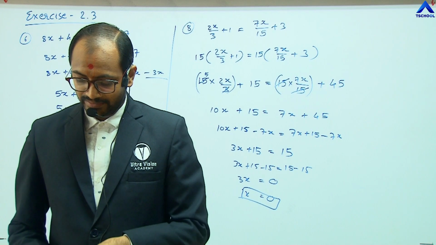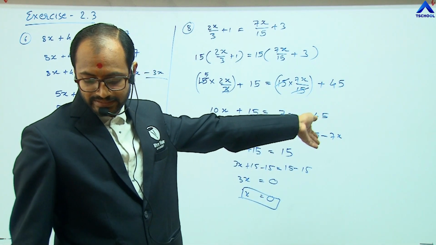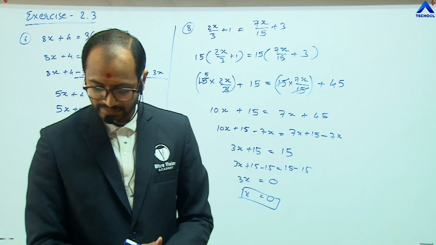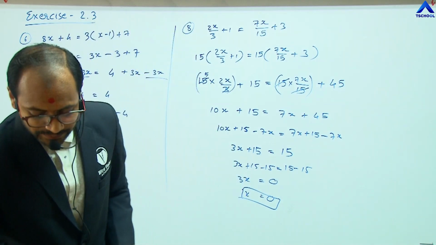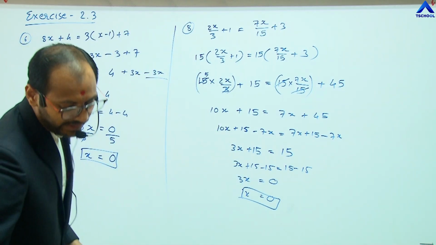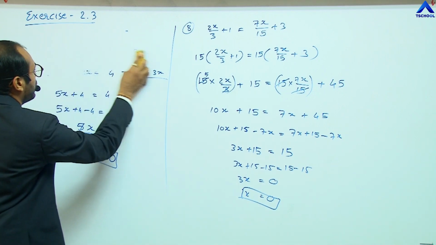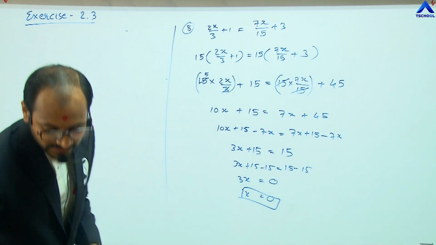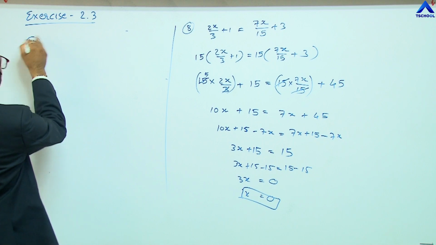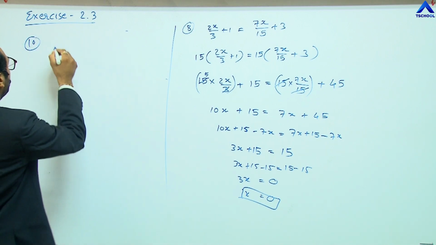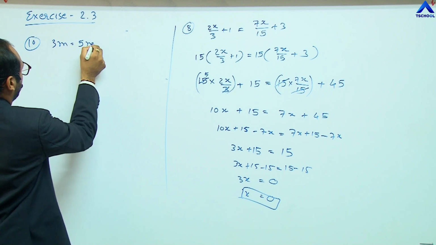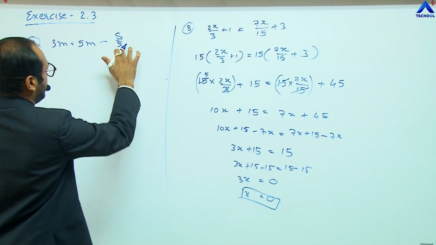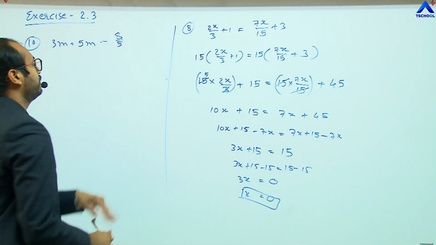Now problem number 9 is similar to this 8th, as well as problem number 10 is also similar, but in the 10th problem we have to take the LCM, or we can multiply the same on both sides. So let me do it very fast. 10th problem, 3m equals to 5m minus 8 by 5. How can I remove this 5 in the denominator? By multiplying 5 on both sides.